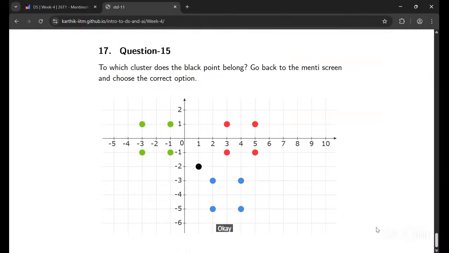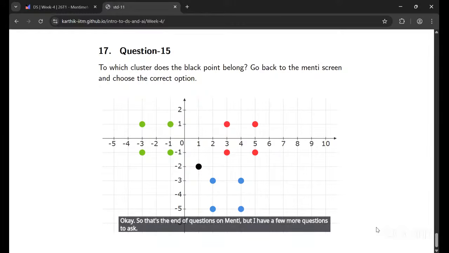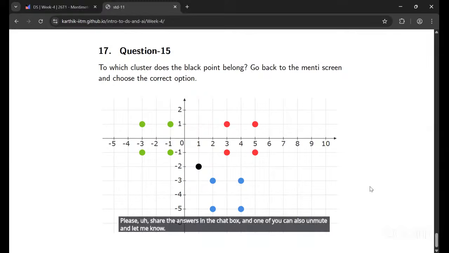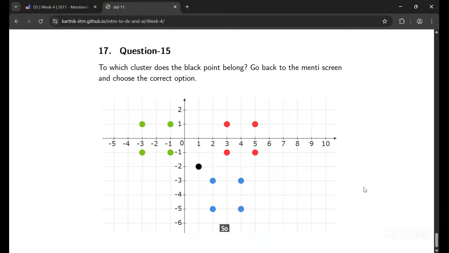Okay. So that's the end of questions on Menti, but I have a few more questions to ask. Please share the answers in the chat box, and one of you can also unmute and let me know. So you can see three clusters here: blue, red, and green. Suppose I don't want three clusters and I only want to cluster all the points using two clusters.